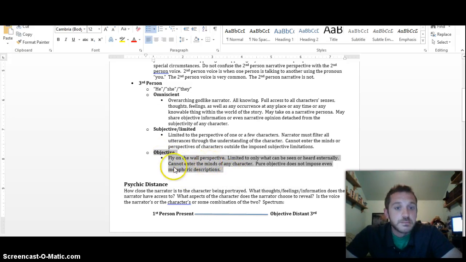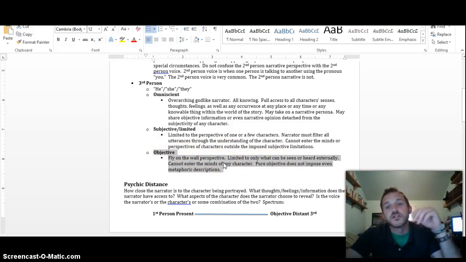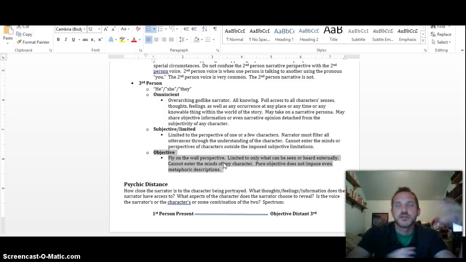It's tough, but I've taken classes in graduate school where all we could do was write in this perspective, and it really helps you. It trains you to rely more heavily on showing the reader things like emotions, rather than telling the reader that this character feels this way. It forces you to show more than tell.